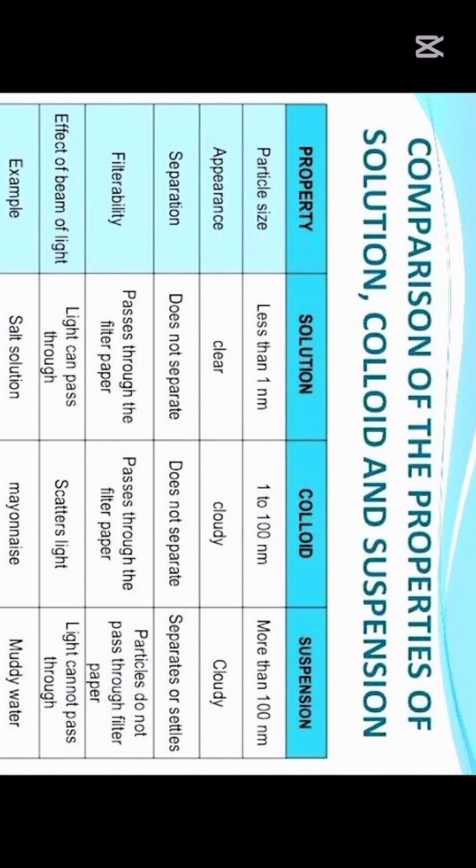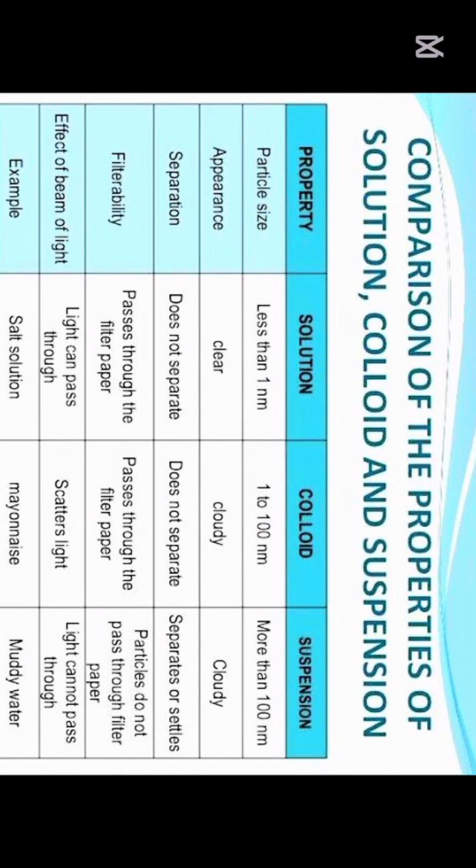The solution has a particle size of less than 1 nanometer. The colloid has a particle size of 1 to 100 nanometers, and the suspension has a particle size of more than 100 nanometers. The appearance of the solution is clear, and the appearance of the colloid is cloudy, and also the appearance of the suspension is cloudy. The solution does not separate, and the colloid does not separate. The suspension separates or settles.